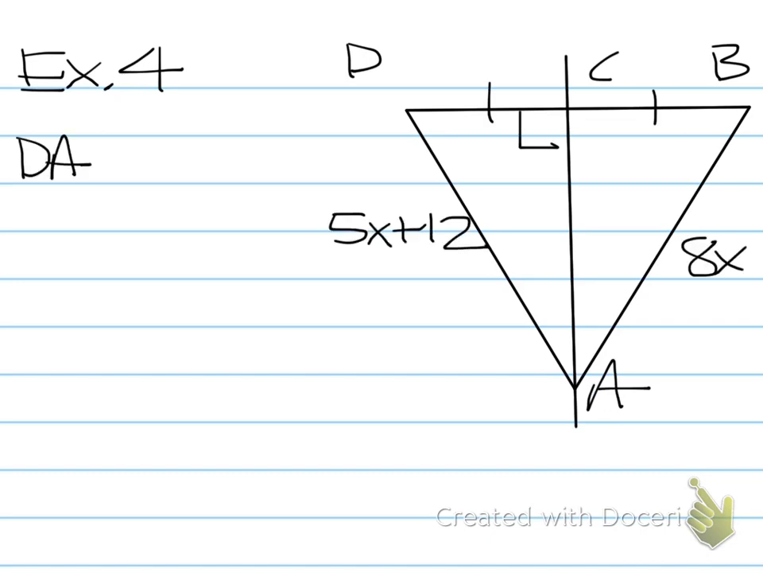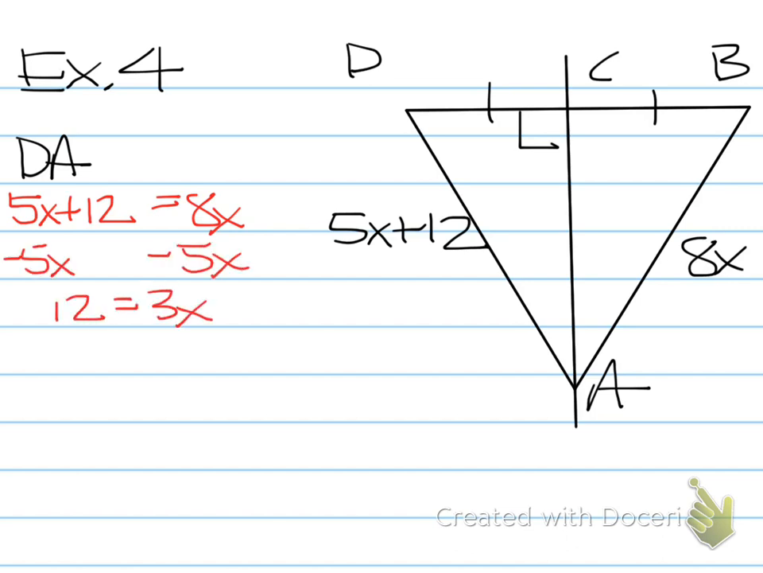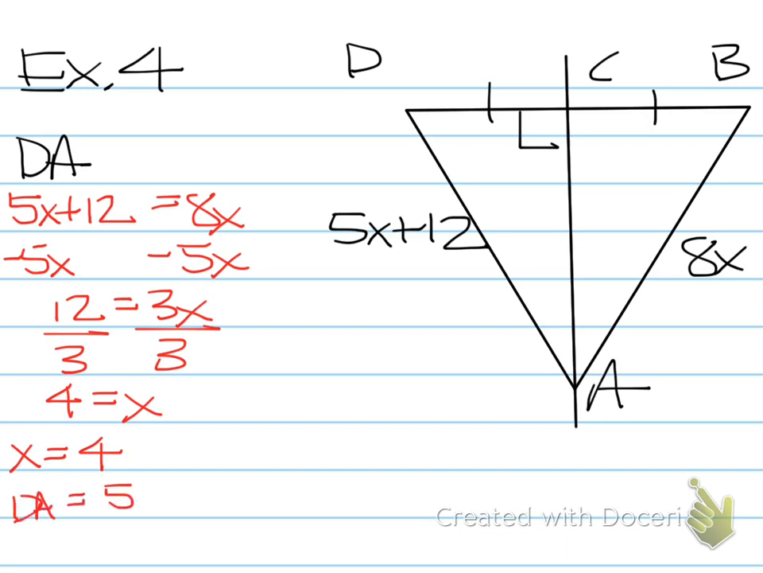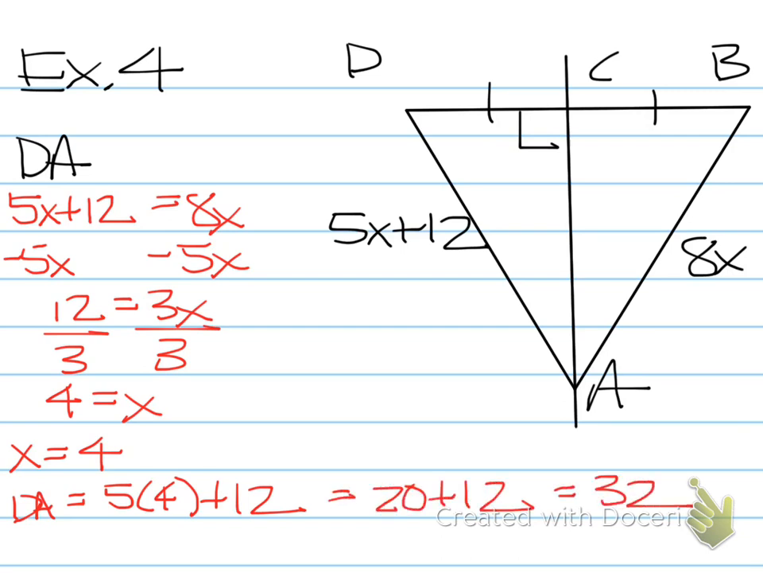In this example, AC is the perpendicular bisector, so that means that AD and AB are congruent. So we're going to set those two expressions equal to each other. Solve for x by subtracting 5x from both sides. Divide both sides by 3, and x equals 4. So now that we know the value of x, we're going to plug it into the expression for DA. We have 5 times 4 plus 12, which is 32.